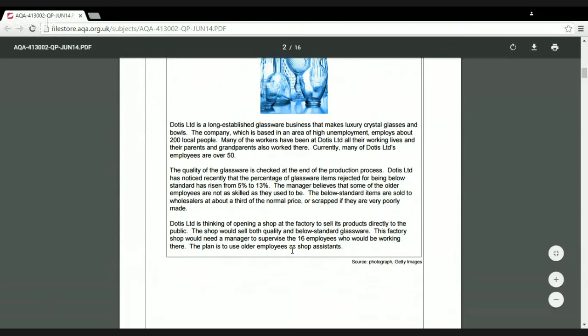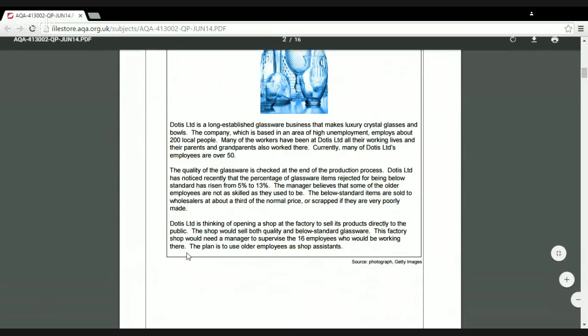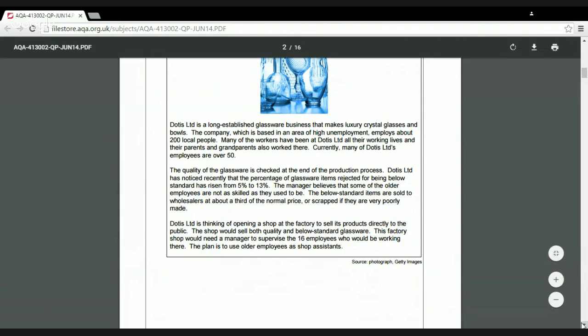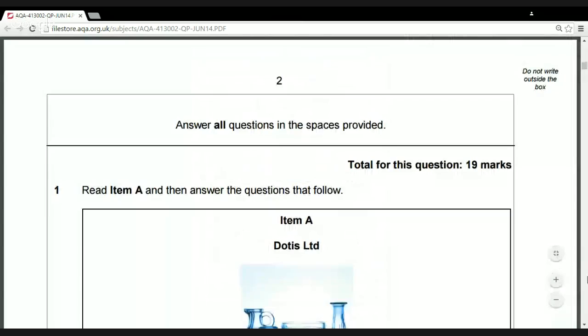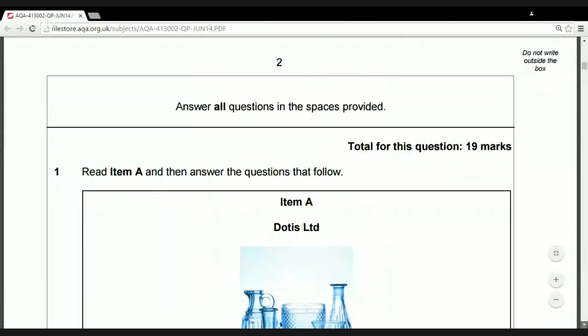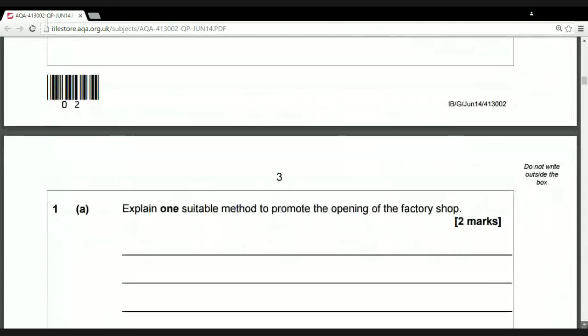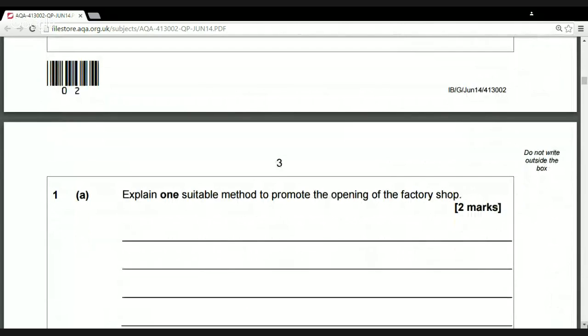Okay, so you can see right away what kind of question is going to be coming up. That's important to remember, especially when you're approaching the 9 mocks, where it's obviously crucial to use the case study throughout. So the first question we have is a simple one: explain one suitable method to promote the opening of the factory shop.